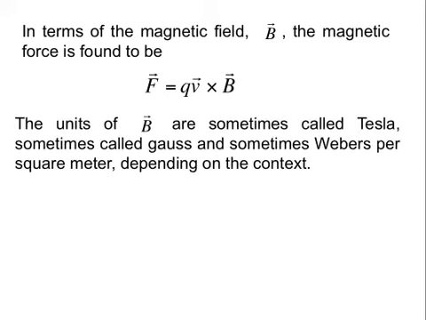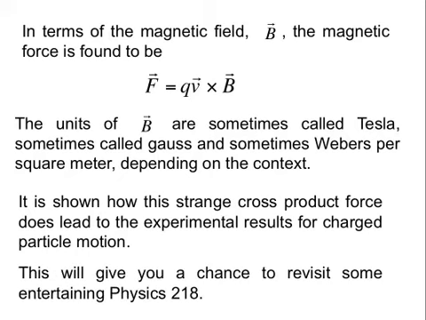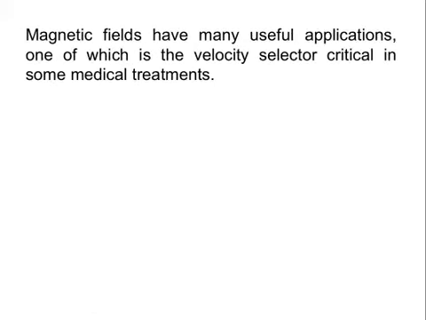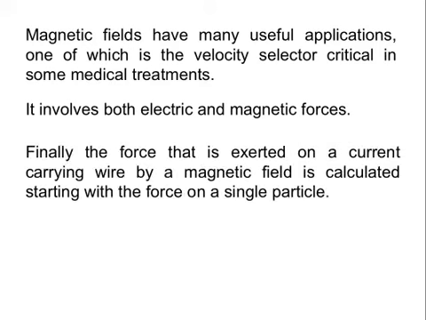The units of B are sometimes called Tesla, sometimes called Gauss, and sometimes Webers per square meter, depending on the context. It is shown how this strange cross-product force leads to the experimental results for charged particle motion. This will give you a chance to revisit some entertaining Physics 218. Magnetic fields have many useful applications, one of which is the velocity selector, critical in some medical treatments. It involves both electric and magnetic forces.